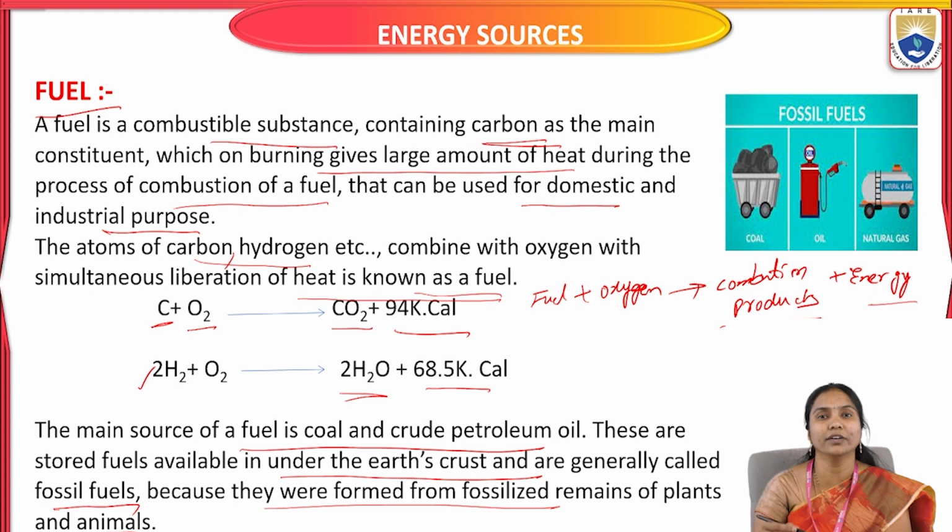The main sources of fuel are coal and crude petroleum, generally obtained from under the earth's crust. Plant and animal materials were buried under the earth's crust for millions of years under the action of heat and pressure in the absence of air. In this way they convert into fuels, named fossil fuels.